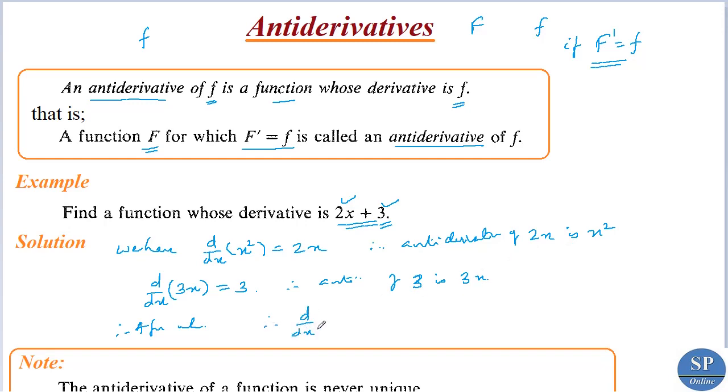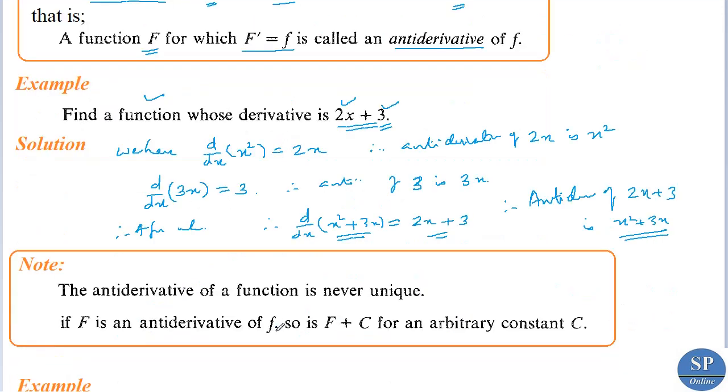Therefore, we have d by dx of x square plus 3x is nothing but d by dx of x square, which is 2x, plus d by dx of 3x, which is 3. So we obtained a function x square plus 3x such that the derivative of that function is nothing but 2x plus 3. Therefore, the antiderivative of 2x plus 3 is x square plus 3x, or the required function whose derivative is 2x plus 3 is x square plus 3x.